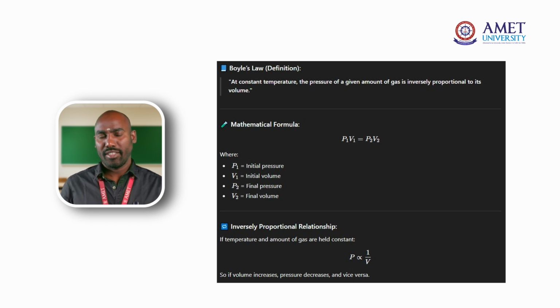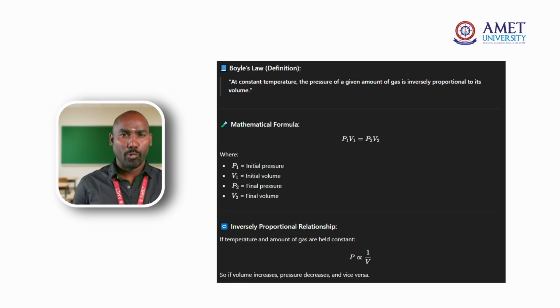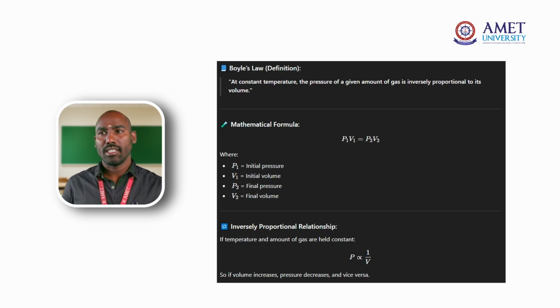For example, we have taken the cooker. If it is closed and I want to maintain the temperature, what can I do? I can increase the volume so that I can reduce the pressure. Pressure and volume are inversely proportional to each other as long as the temperature is kept constant. That is what I have mentioned: P is proportional to 1 by V at constant temperature.